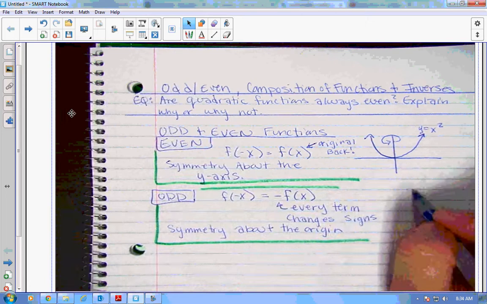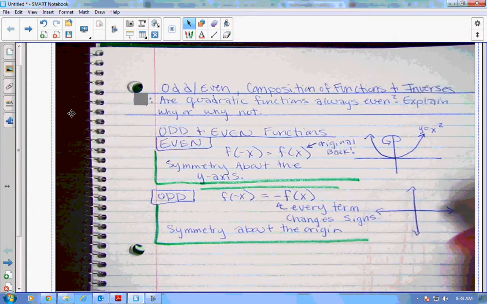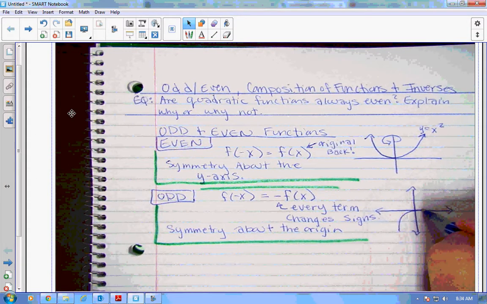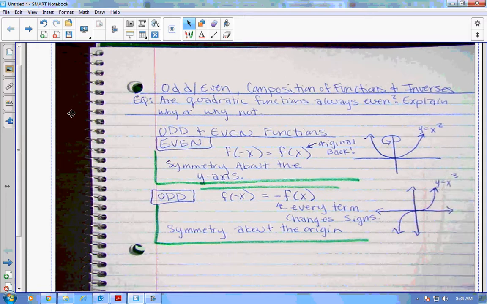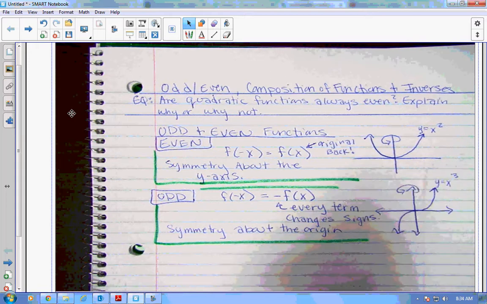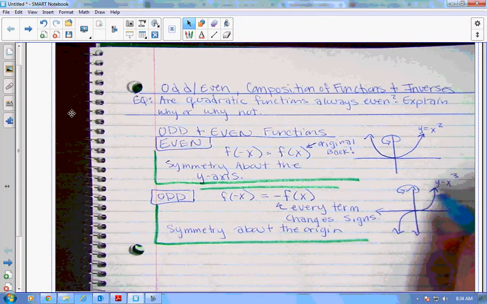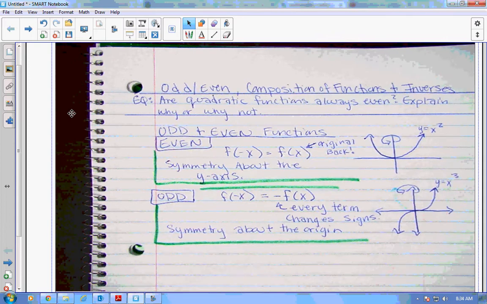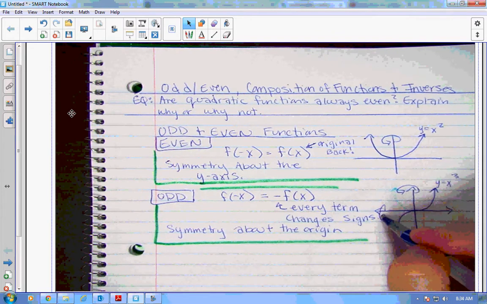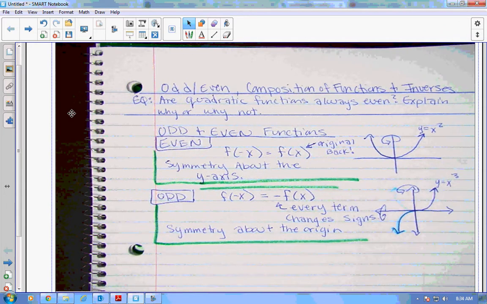Okay, so an example of symmetry about the origin: we have a function you haven't seen yet, but it looks like this. This is a cubic, x to the third power, y equals x cubed. If I fold it once this way, the first quadrant would end up over here, and you can see it doesn't match itself. So we have to fold it one more time. If we fold it down around the x-axis, then it would match itself. So when it takes two folds, it is odd.